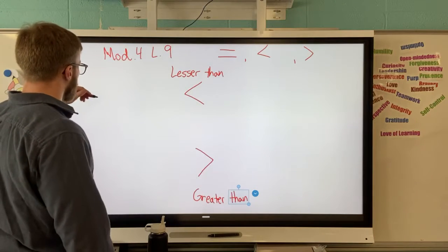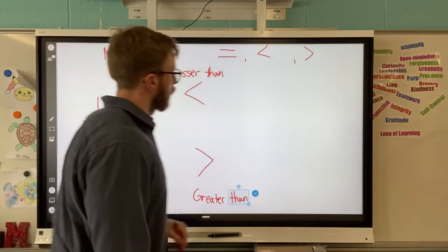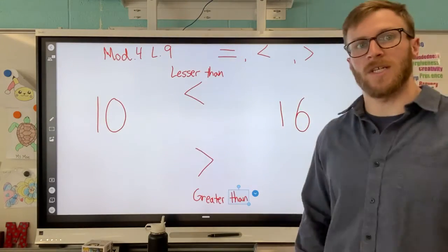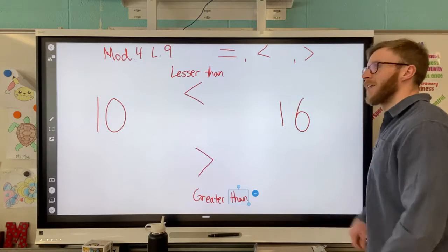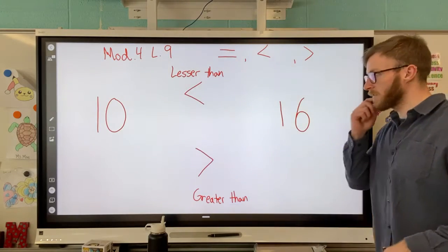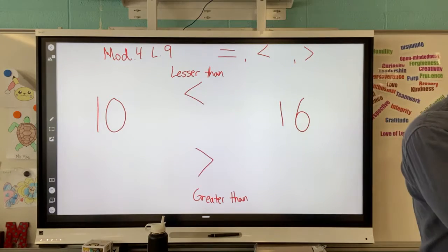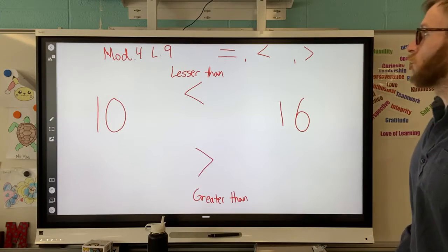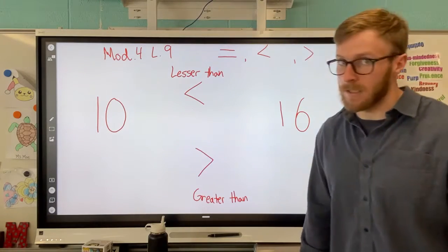Let's start with 10 and 16. 10 and 16, which is the greater value? And that's the one you want to have the alligator go and eat. Take 5 seconds. 3, 2, 1. All right.